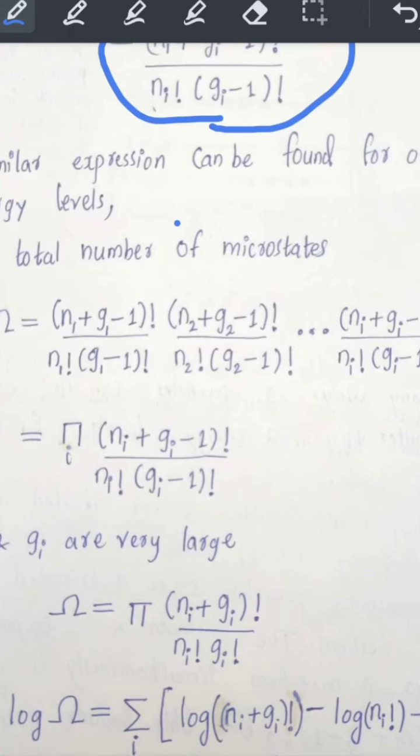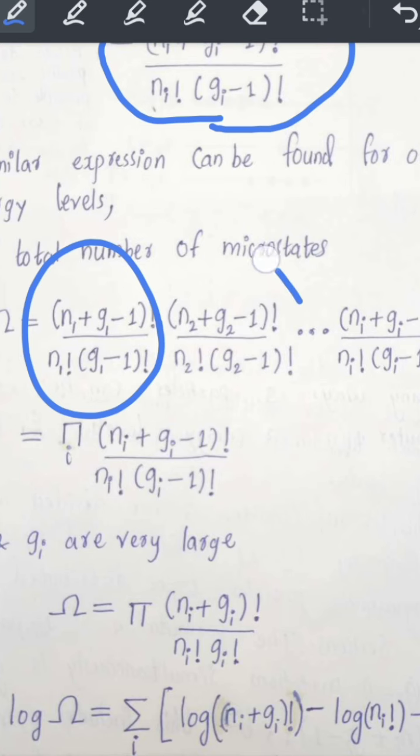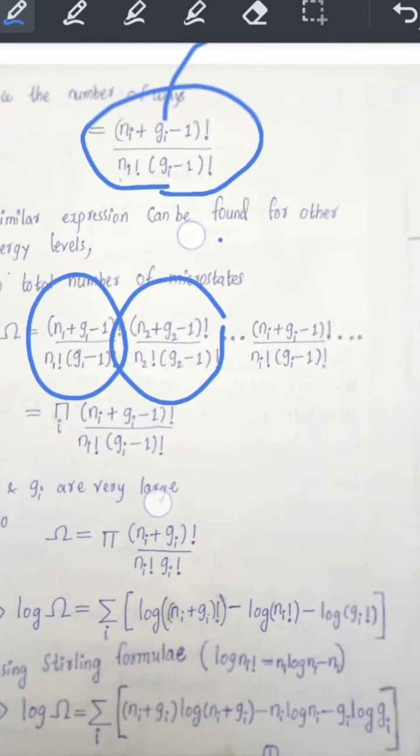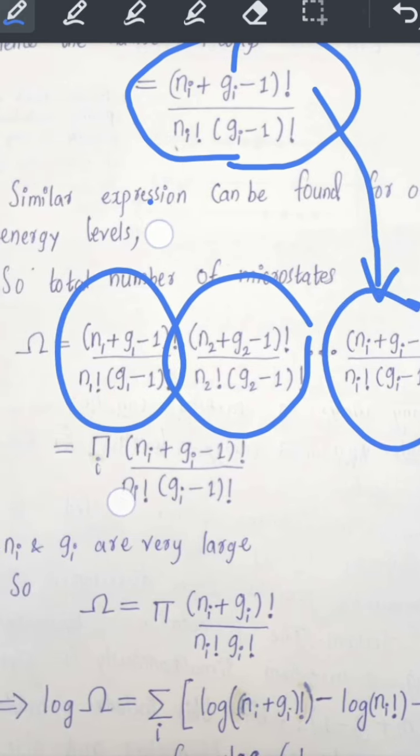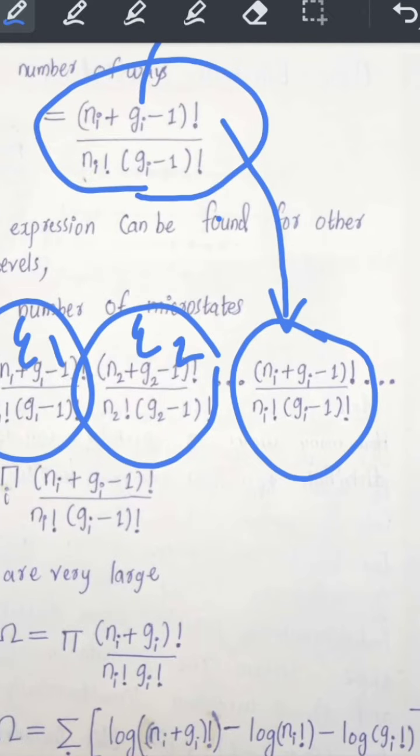So we can write the number of ways in which N1 number of particles can be arranged in G1 states as this, and N2 number of particles can be arranged into G2 states as this, and Ni number of particles can be arranged into Gi states as this. And this corresponds to E1 energy level, this corresponds to E2 energy level, and this corresponds to Ei energy level.